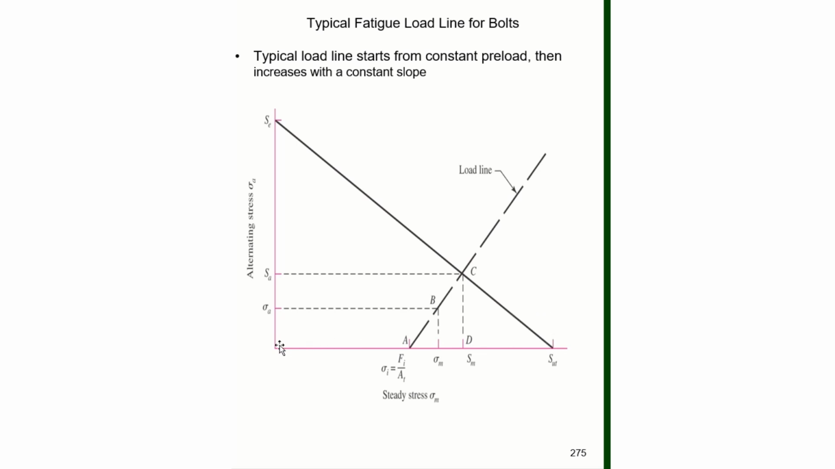If I had a bolt that saw completely reversed loading, so the mean stress was equal to 0, which means it went in tension and then compression and then tension and compression, then with a completely alternating stress, the maximum value would be Se, which is called the endurance limit. And this endurance limit represents the maximum stress that can be applied to the bolt without the bolt failing in fatigue.